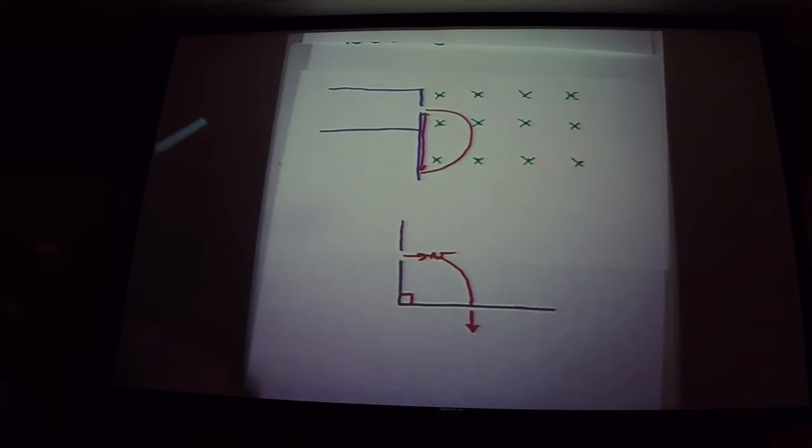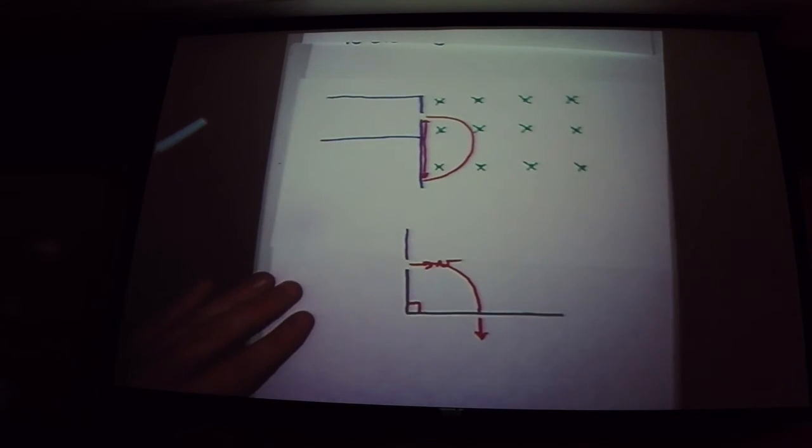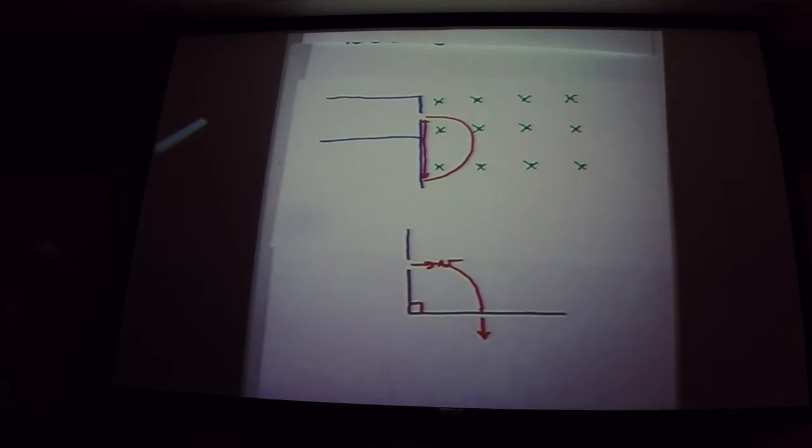Go ahead. Wouldn't the particle be moving up? Hold on. I'll get to that. Okay. Okay? Let's get to that. Now that everything else is done here.